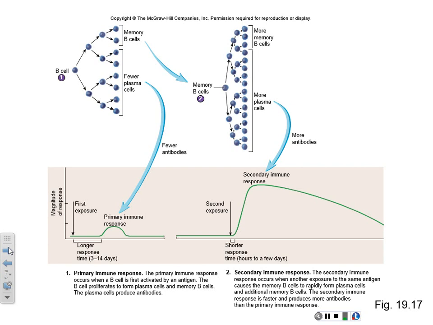And this is just showing you the primary response. You produce fewer memory cells, fewer B cells. And then in the secondary response, because your body is no longer naive, it knows it, it will produce much more B cells and much more antibodies, and a little bit of memory cells, because you want to keep the thing going. What makes B cells turn into plasma cells?